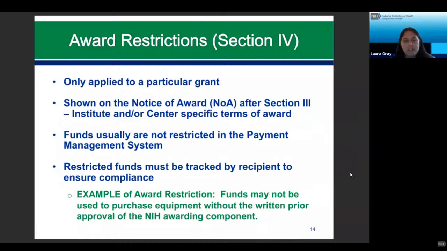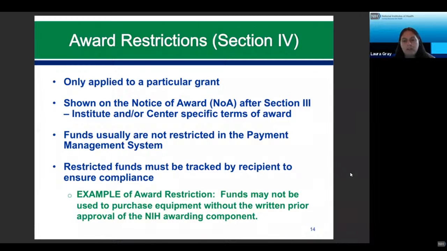Some other restrictions that you might see are based on the mechanism. So for example, if you have a K or career development award, you may have seen a restrictive term that says the principal investigator must commit 75% effort or 9 calendar months to this award. And that's something that you'll have seen in the funding opportunity announcement, and you'll have to comply with because it will be in your notice of award as well.